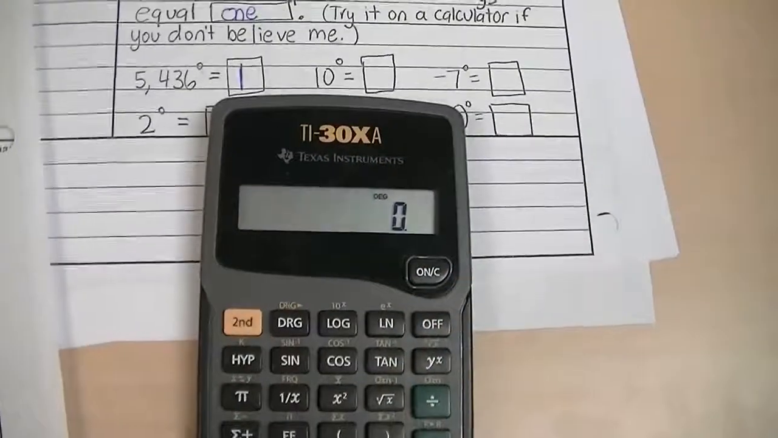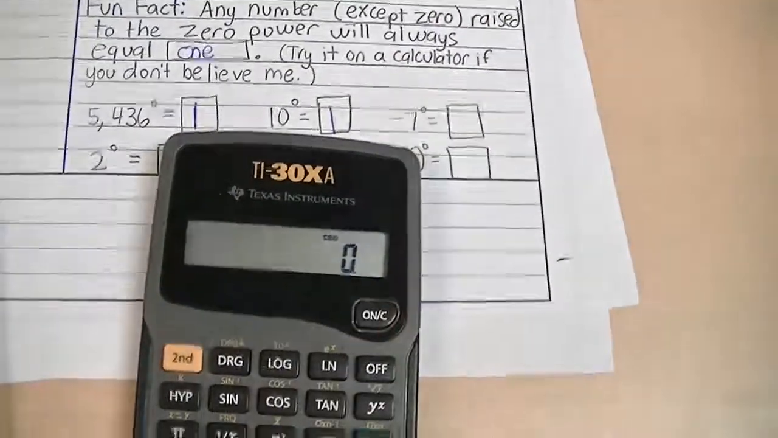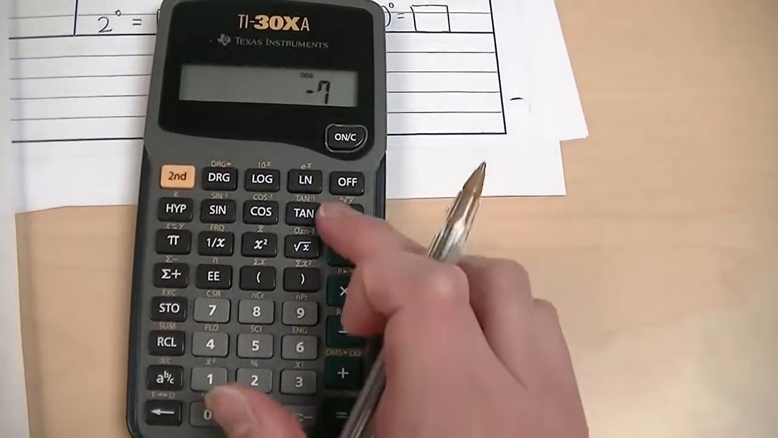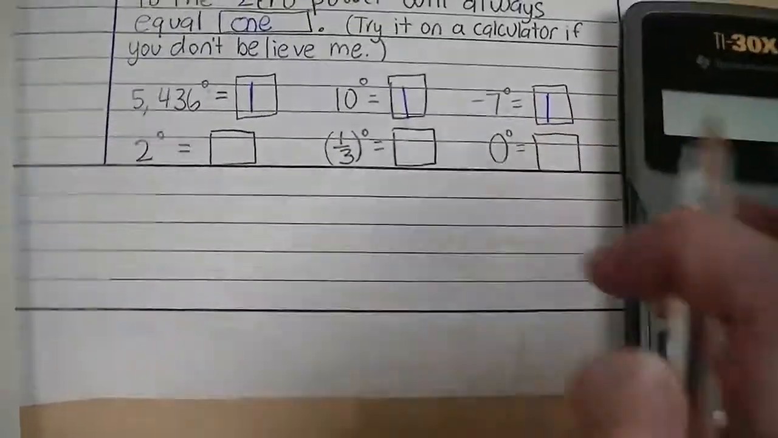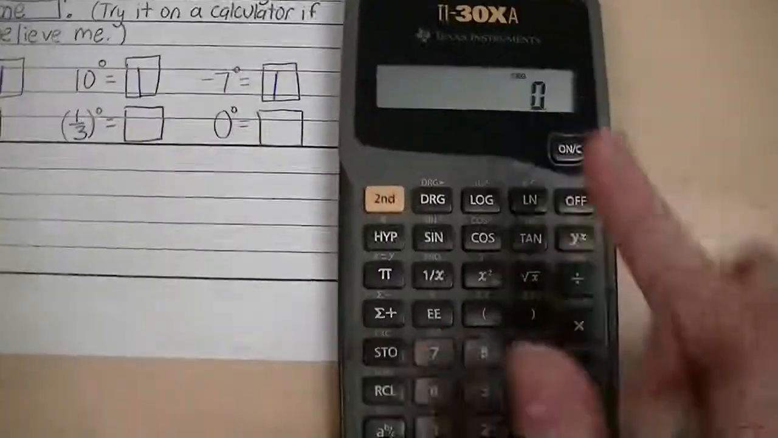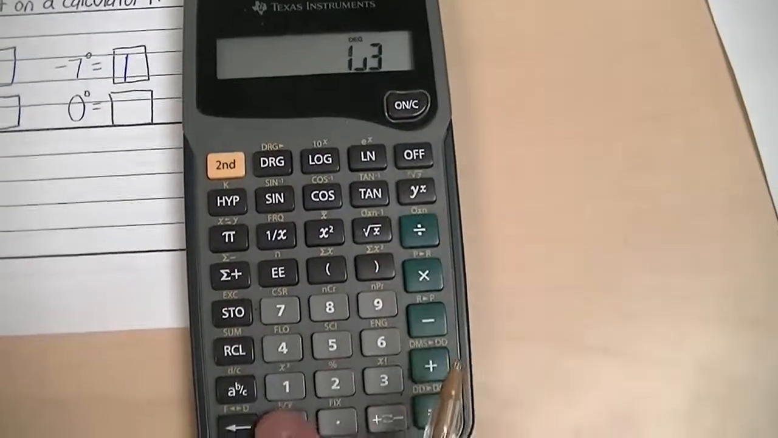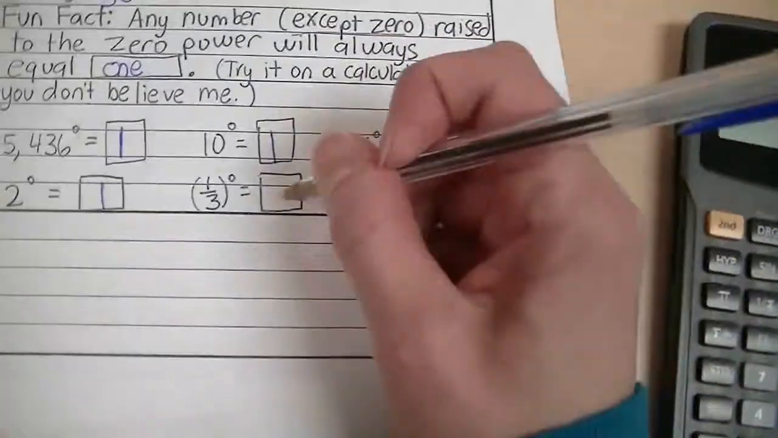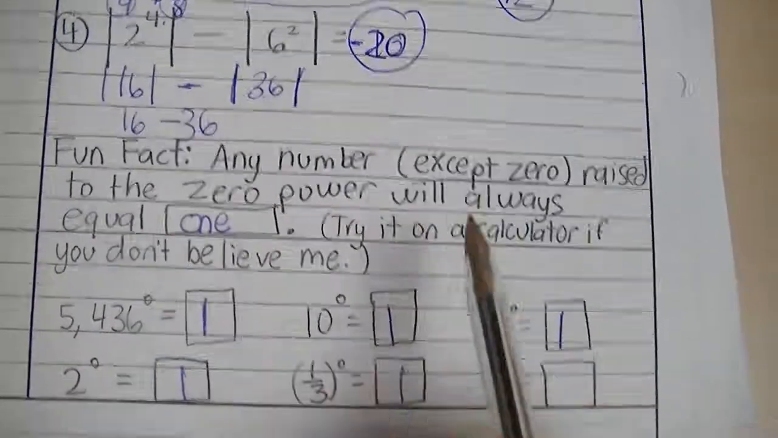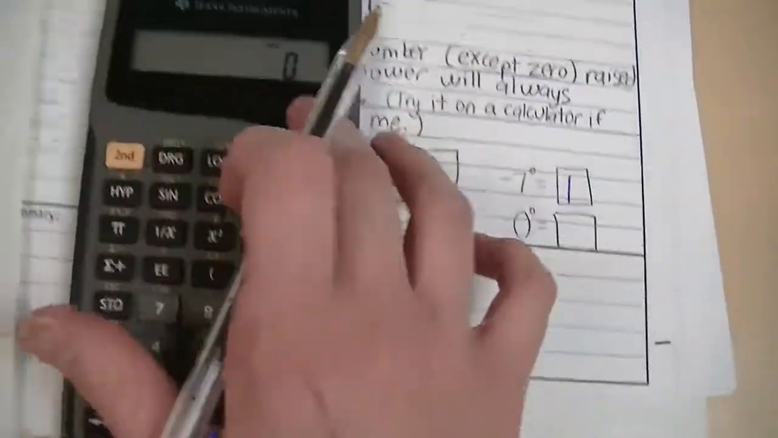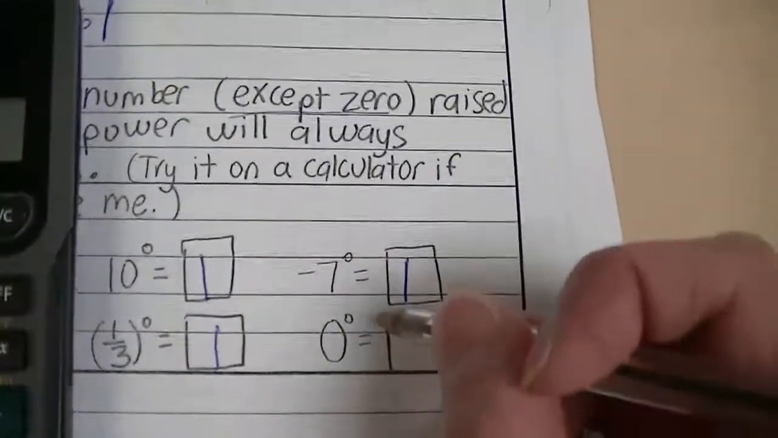Okay, 10 to the 0 power, 1. Negative 7 to the 0 power, 1. 2 to the 0 power is also 1. Let me show you 1/3 to the 0 power. 1. This right here means fraction bar. 1/3 raised to the 0 power. It's 1. Okay. And an important thing that you need to know is any number except 0 raised to the 0 power will equal 1. So what is 0 to the 0 power? It doesn't work. Our calculator will probably say error. Yep. So just put nope.